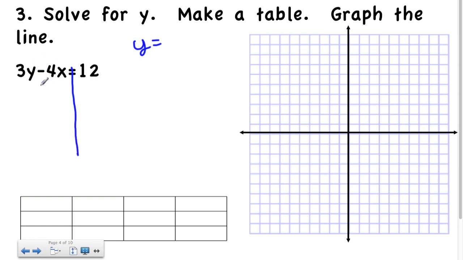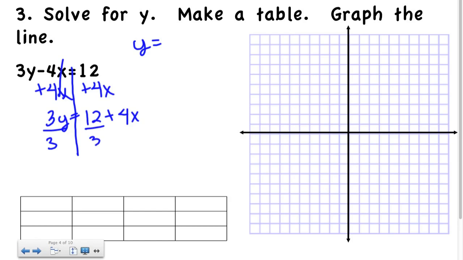So we're going to get rid of this 4x by adding it to both sides. And then that cancels out, and you're left with 3y equals 12 plus 4x. And then to get y by itself over here, these are multiplying, so you're going to divide to get rid of it. And if you divide on one side, you got to divide on the other. So you're going to divide by everything on the other side. So then you're left with y equals 12 divided by 3 is 4. And 4 divided by 3 you can't do, so you're just going to leave it as 4/3 x.